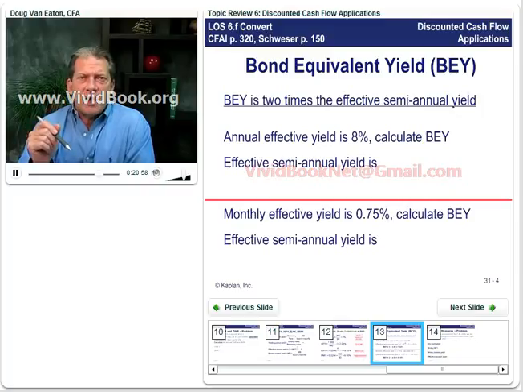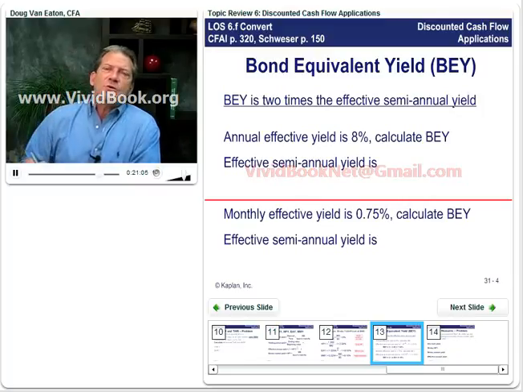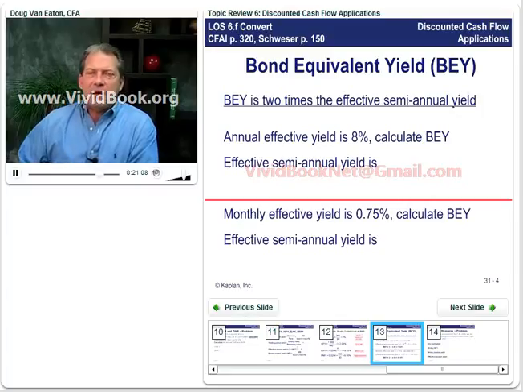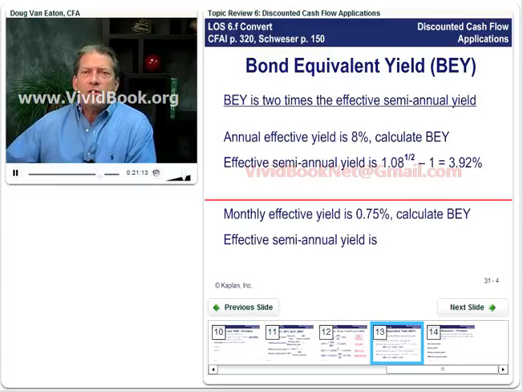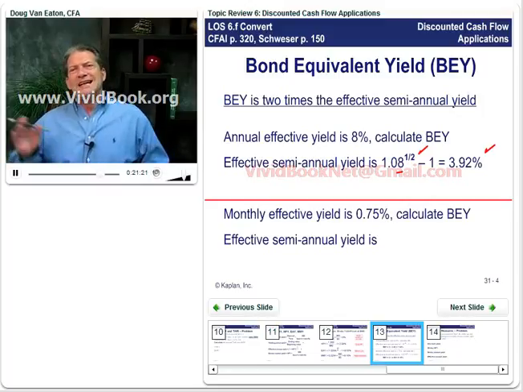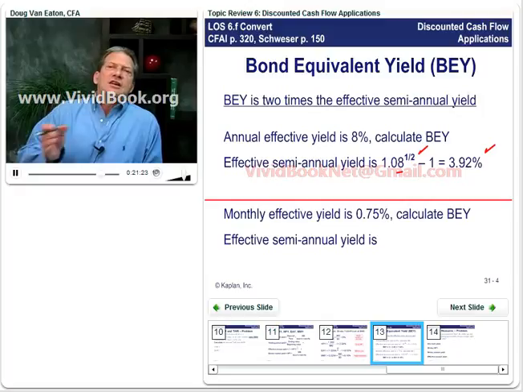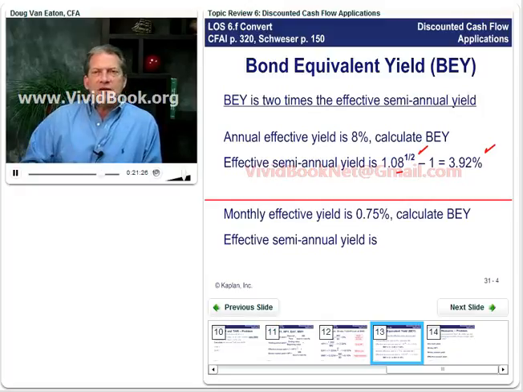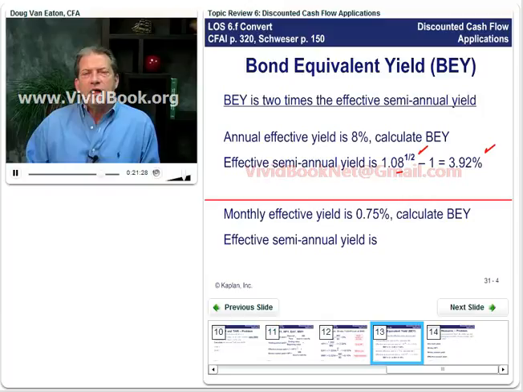Calculate the BEY. Well, we've got the annual effective yield. What we need is the semi-annual effective yield. So we want to know what compound rate we would have to earn every 6 months to end up with an 8% effective return. If we take 1 plus that annual effective return, take the square root, minus 1, we'll see that if we earn 3.92% every 6 months, compounded twice a year, that would end up being an effective annual return of 8%. So now to get the bond equivalent yield, we're just going to double that.